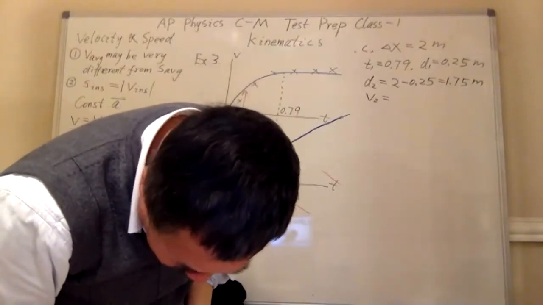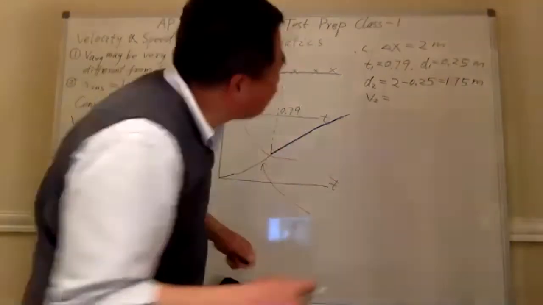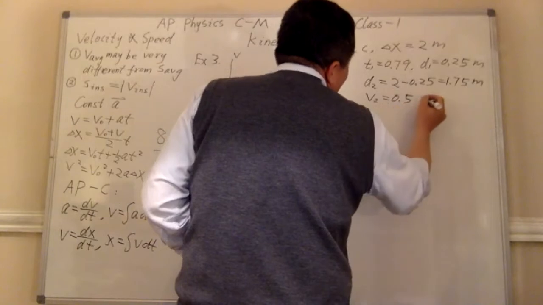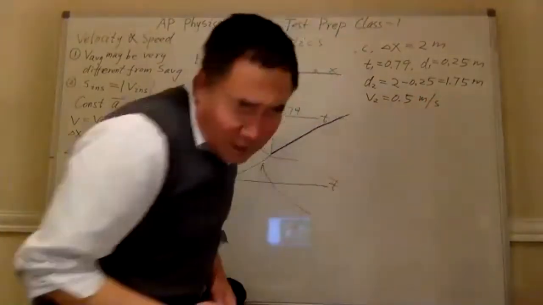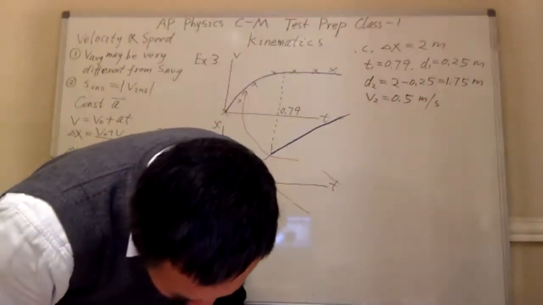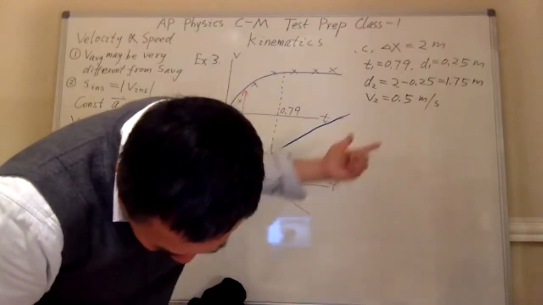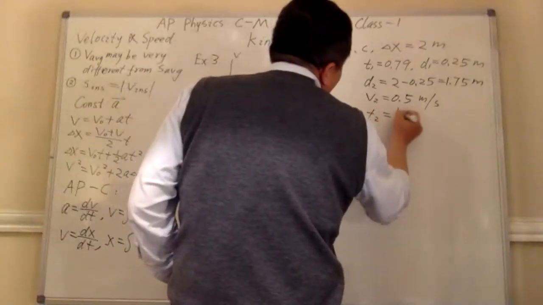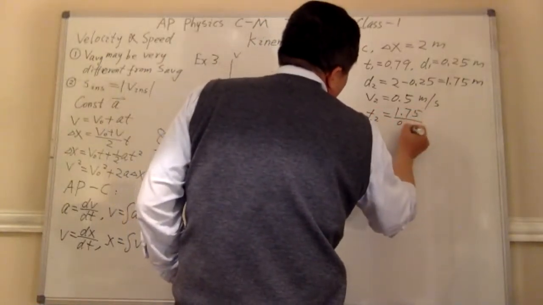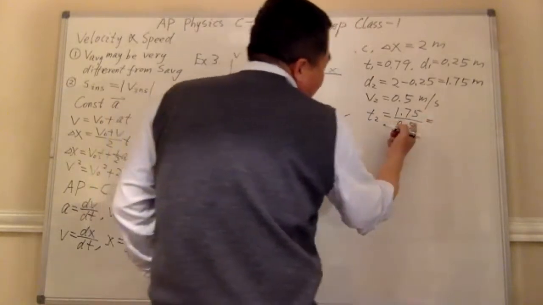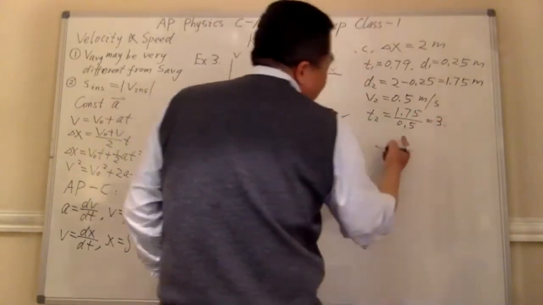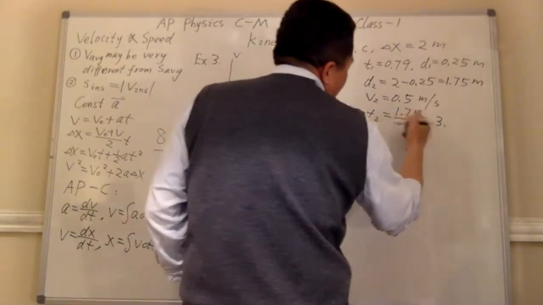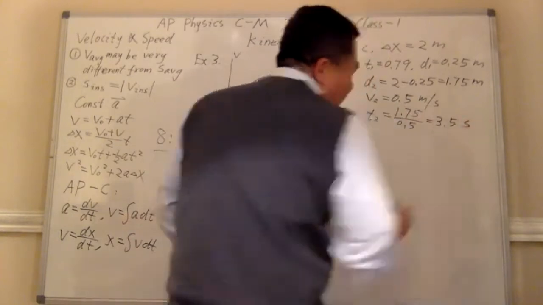That makes things easier. We said this is 0.5 meters per second. Then what is the second part of the time? T2 will equal 1.75 divided by 0.5, which is roughly 3.5 seconds.